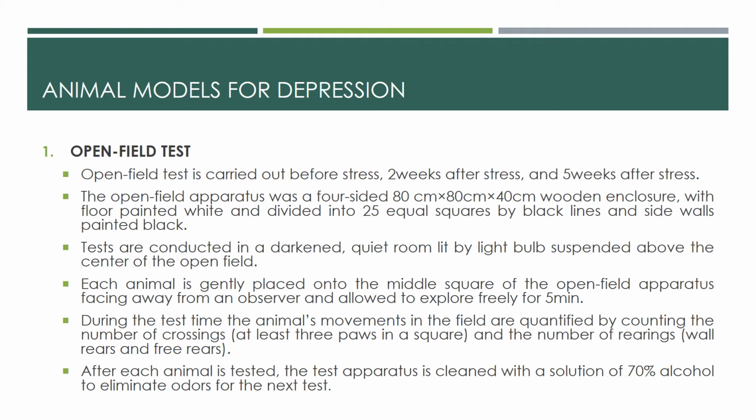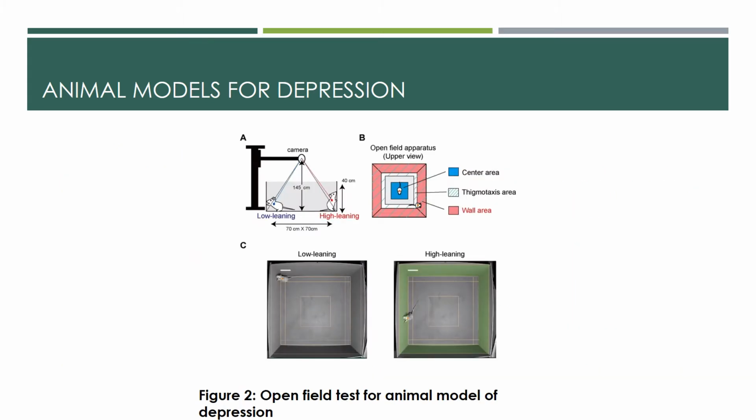After each animal is tested, the test apparatus is cleaned with a solution of 70% alcohol to eliminate odors for the next test. This is the animal model for depression, the open field test.